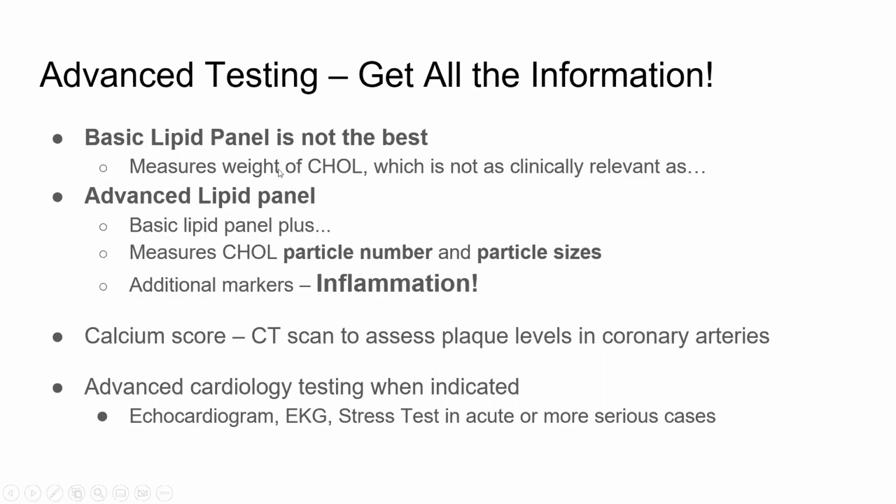So we have at our disposal now these more advanced lipid panels, and we'll dive more into that, but they're looking at particle sizes and particle numbers of LDL and HDL. And perhaps as important, if not more important, we're looking at markers of inflammation, because inflammation is the driver of the wrong kind of cholesterol going to the wrong place and doing damage. We'll talk a little more about that. Then there are these things called calcium scores that we'll dive into, looking at calcified plaque in the coronary arteries. We'll get into that a little further.